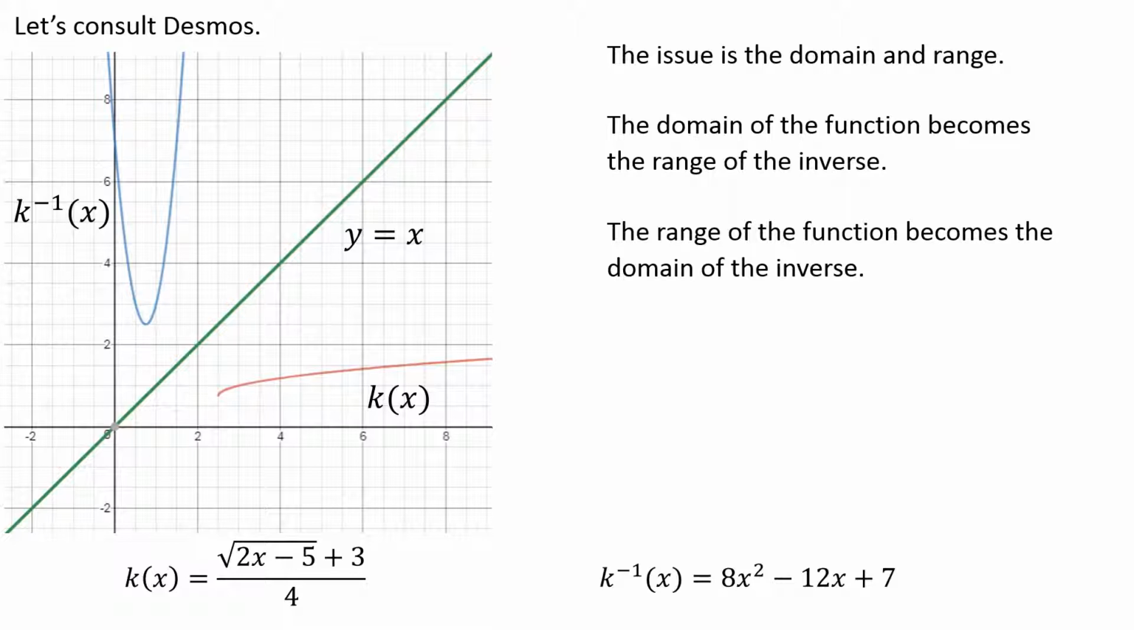With the original function k of x, I've got a situation where because it was a function, each x only corresponded to one y. So half of the set of points that will appear to be in the inverse really should not be there.